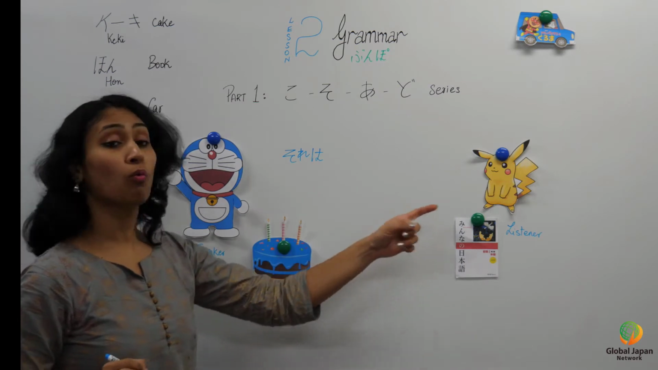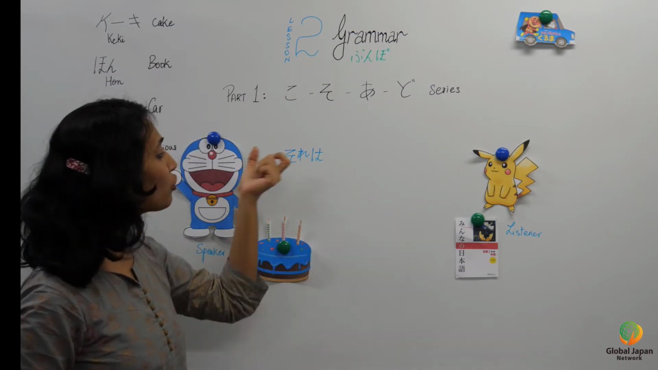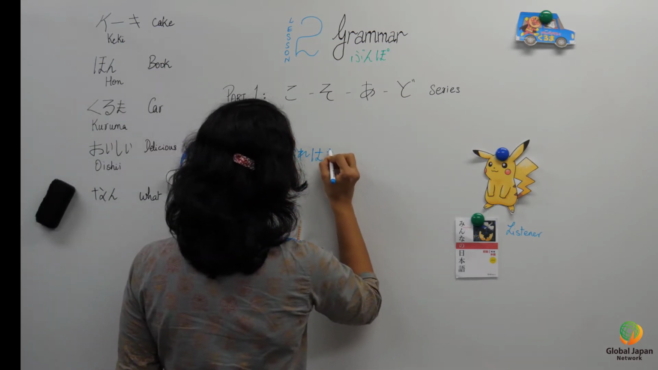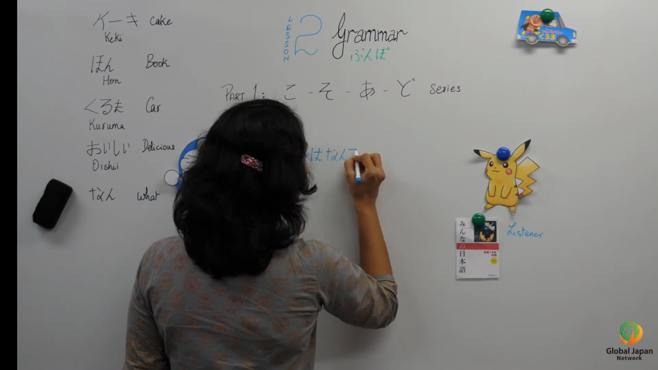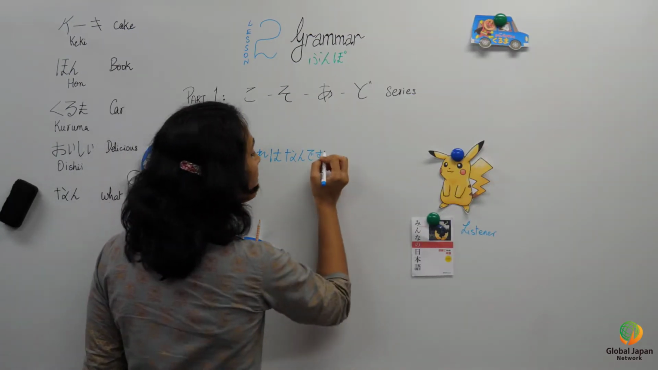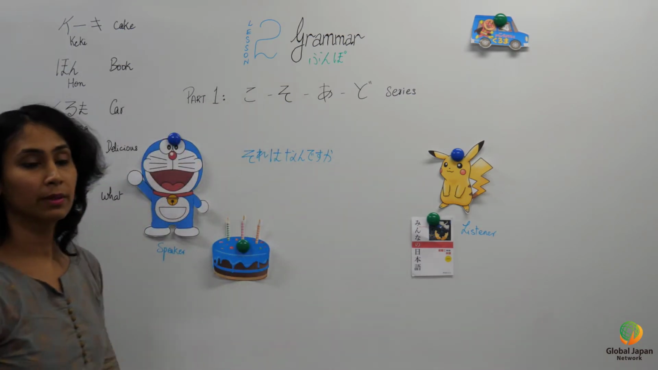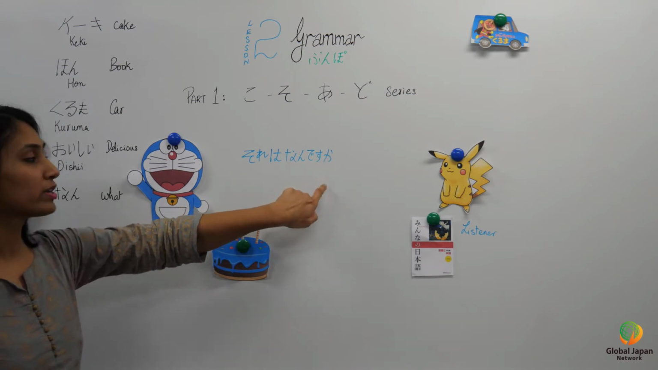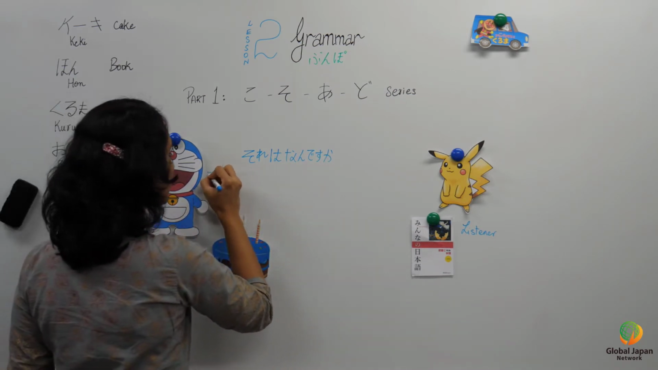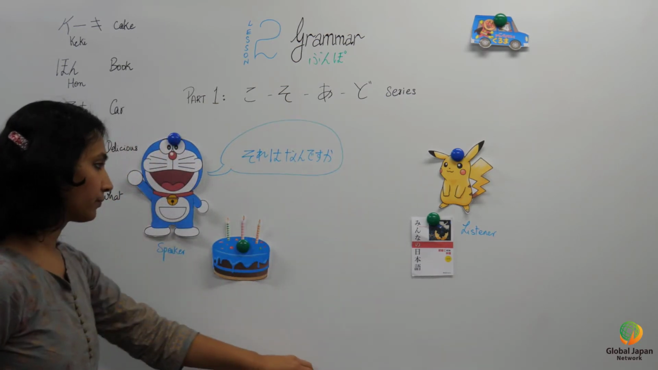He does not know what is that. So instead of the object name, I am going to fit the interrogative word here. And that would be nan. Followed by desu. And since it is a question, the last part of the sentence has to end with ka. The particle ka denotes that it is a question. Sore wa nan desu ka? This is what the speaker asks.